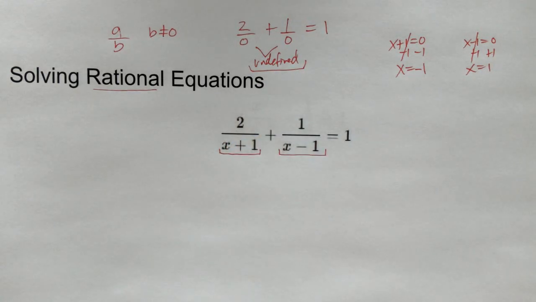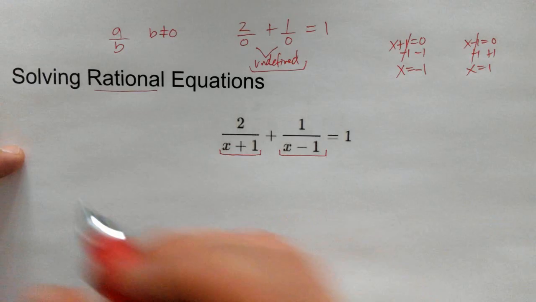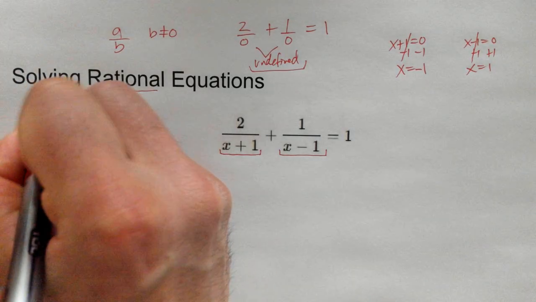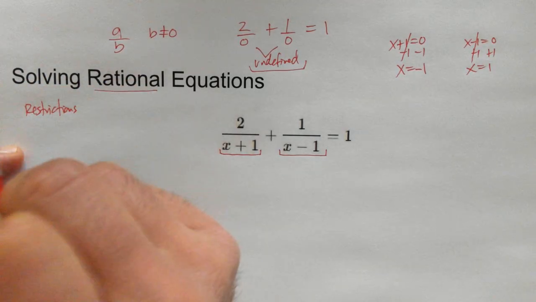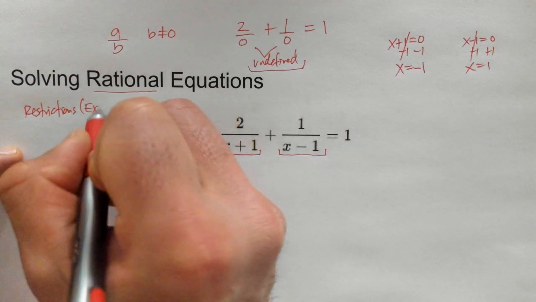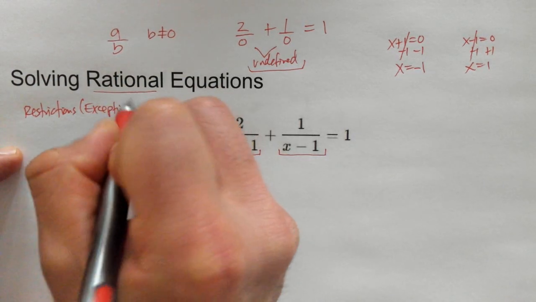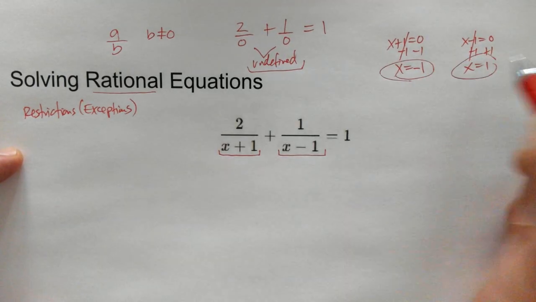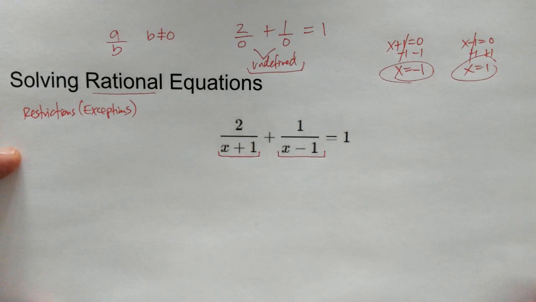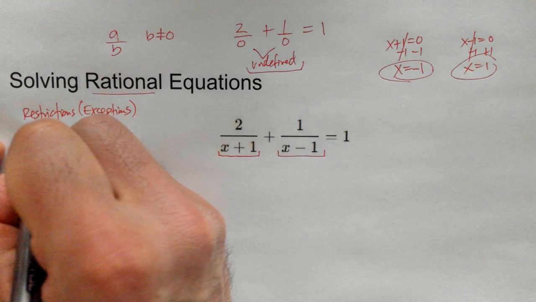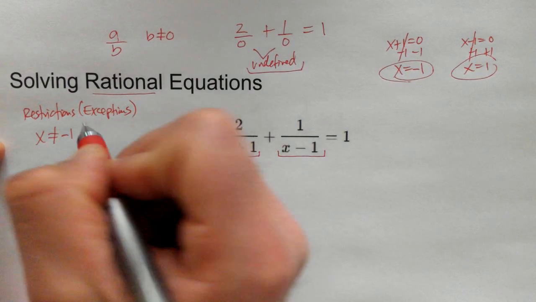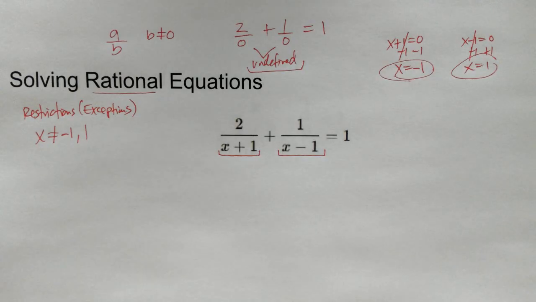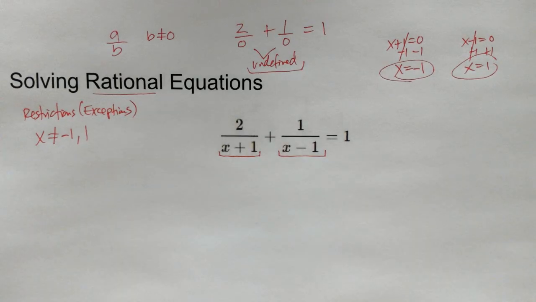So we're going to start by deciding here, what are my restrictions going to be? My exceptions. Before I solve for x, I need to know that these two numbers are going to create an error if they're part of my solution. So x cannot equal -1 and +1. Those are my restrictions. Now I'm going to solve for x, and I'll walk you through this process. So let's solve for x.